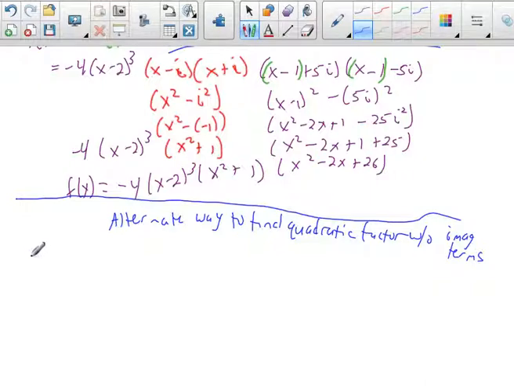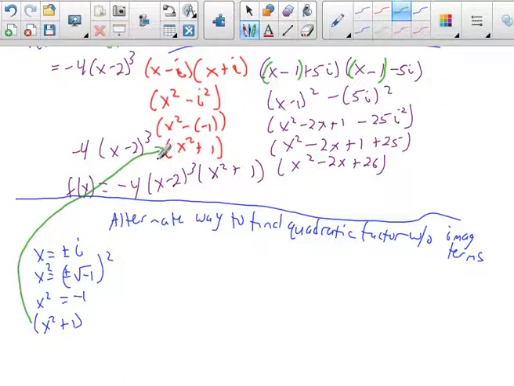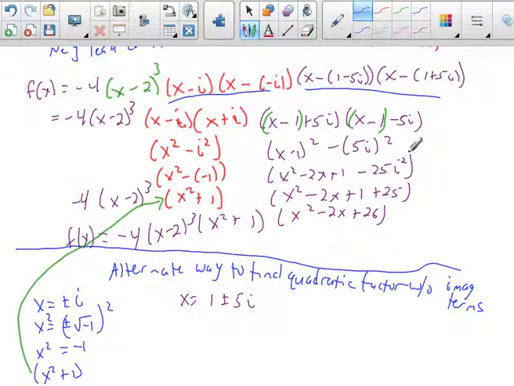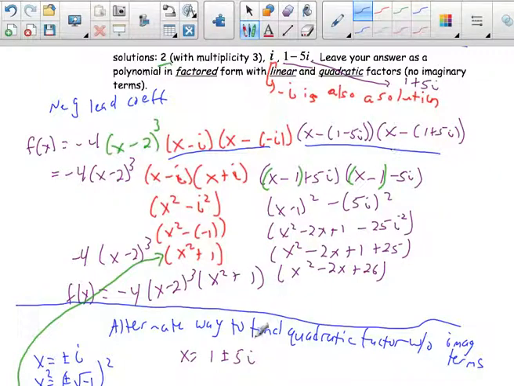So I know that I could start with x equals plus or minus i. Then I could say that's x equals plus or minus the square root of negative 1. And then I could square both sides. So that would give me x squared equals negative 1. And I bring the negative 1 to the other side, and I have x squared plus 1, which is the same factor that I got when I expanded x minus i and x plus i. Let's do the same thing over here. We know that we had x equals 1 plus or minus 5i. Those were our solutions. If we look back up here, we had 1 minus 5i and 1 plus 5i.